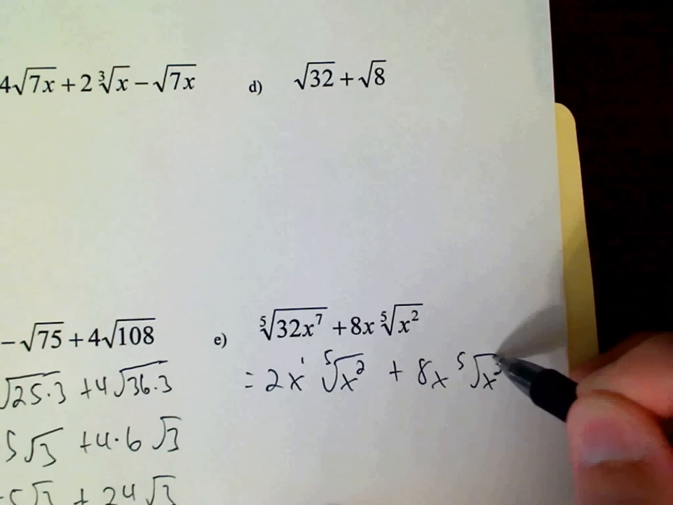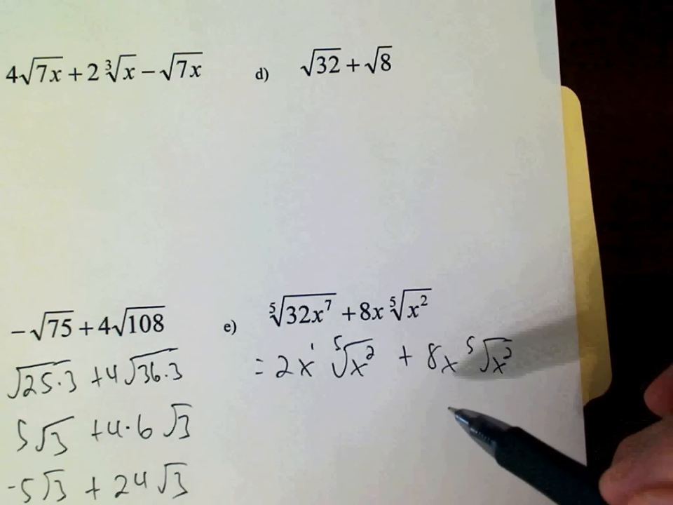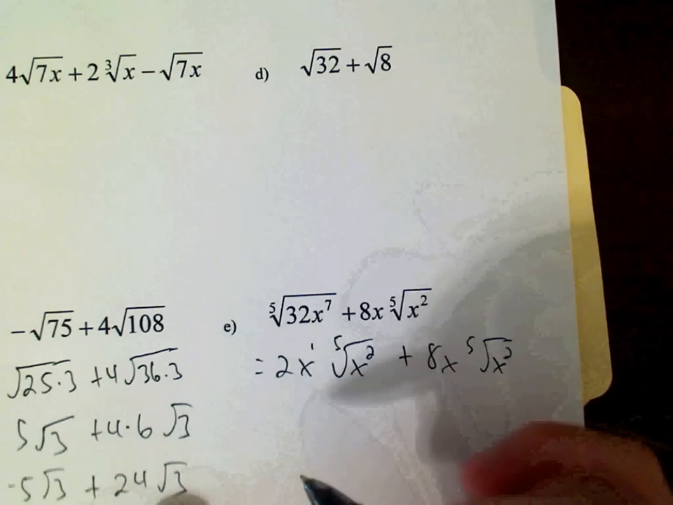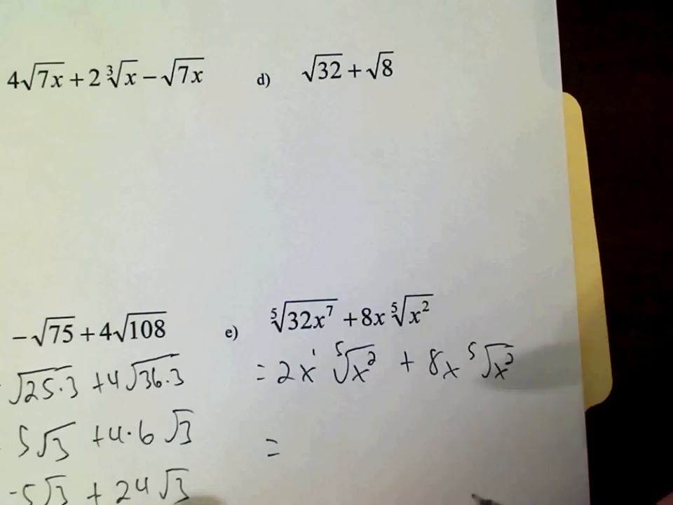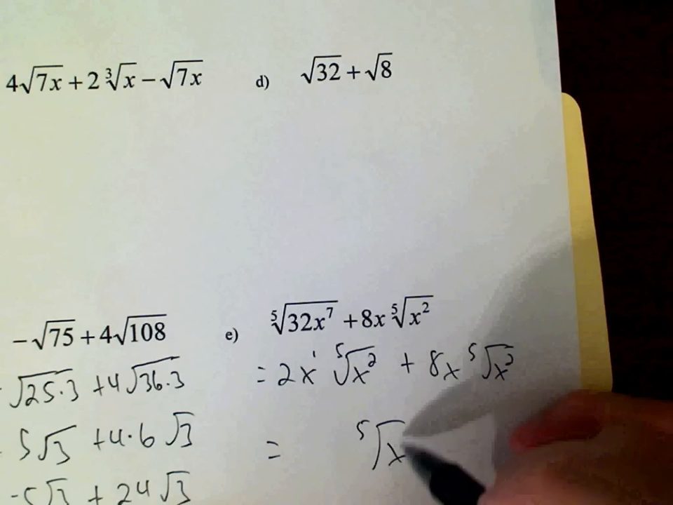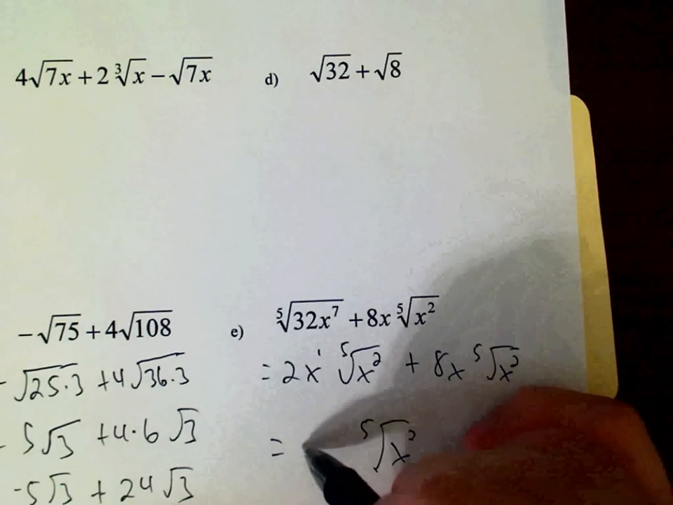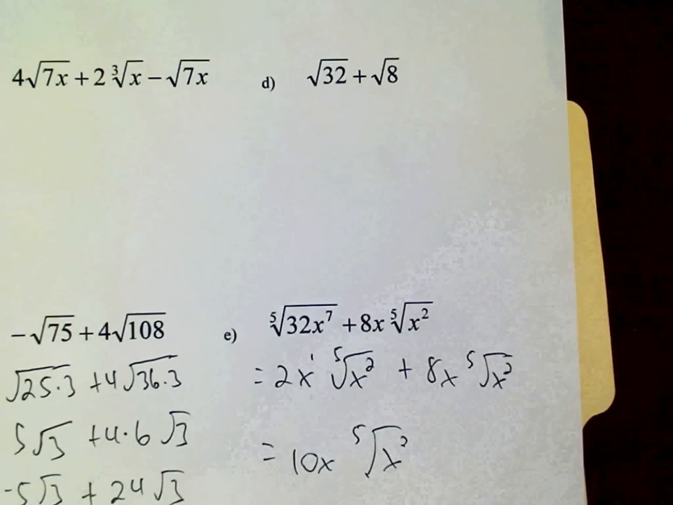Notice that they both now have fifth root of x squared, and they both have an x term in front, so this is definitely a combine like terms problem in the sense that they both have fifth root of x squared, and both the coefficients have x's, so 2x plus 8x is 10x. Final answer is 10x times the fifth root of x squared. That's a fun one.